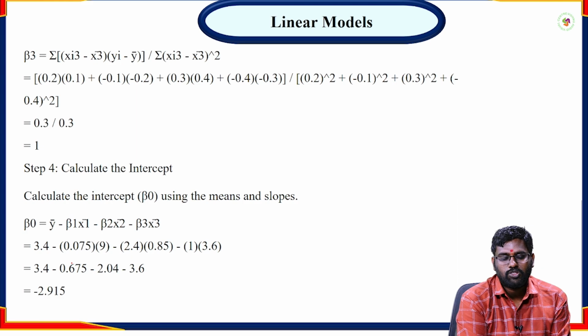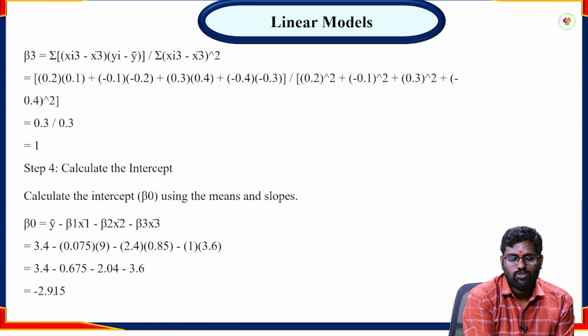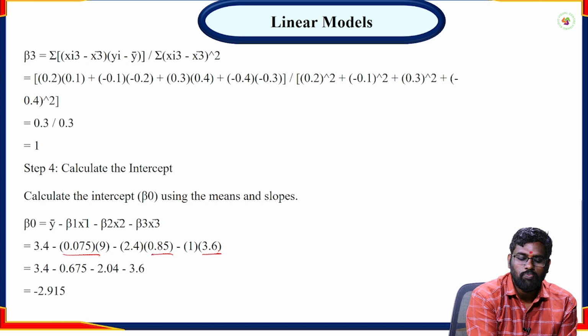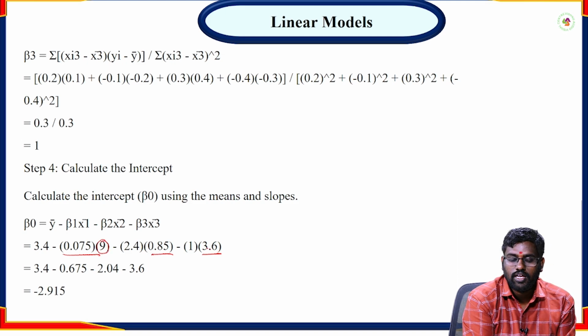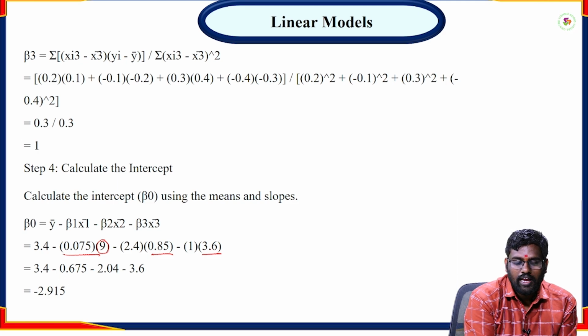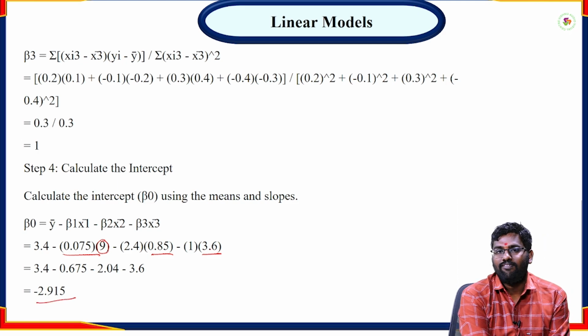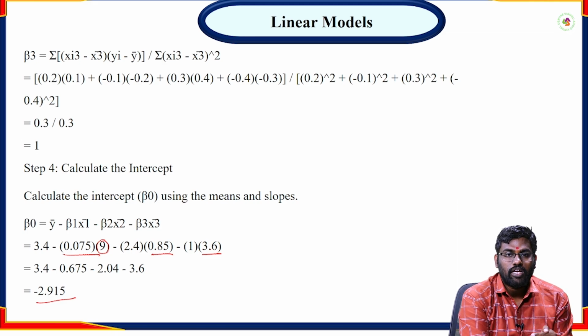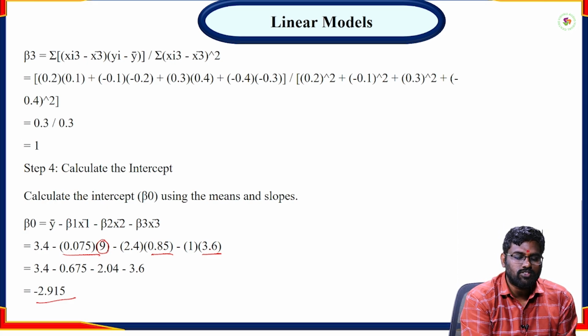After substituting into the equation, we finally got the beta naught value as minus 2.915. B1 value is 0.075, then 0.85 and 3.6. Observe this: here the x1 bar value is 9, then 2.4 and 3.6. The beta naught value is minus 2.915, so that means the value will be decreased based on that. Observe the previous equation also, y is equal to mx plus c. That c value is a negative value, so here also we are getting a negative value.